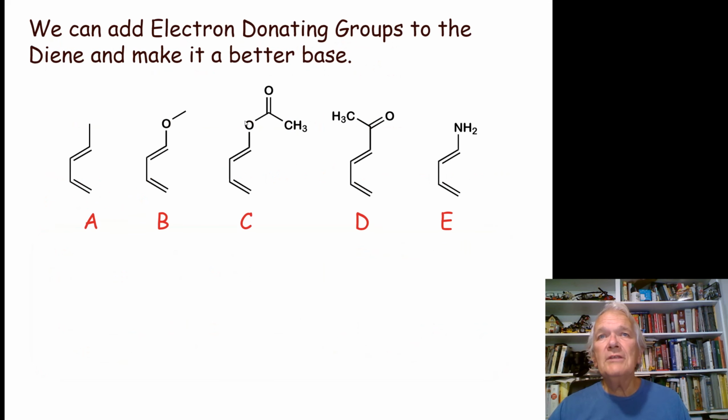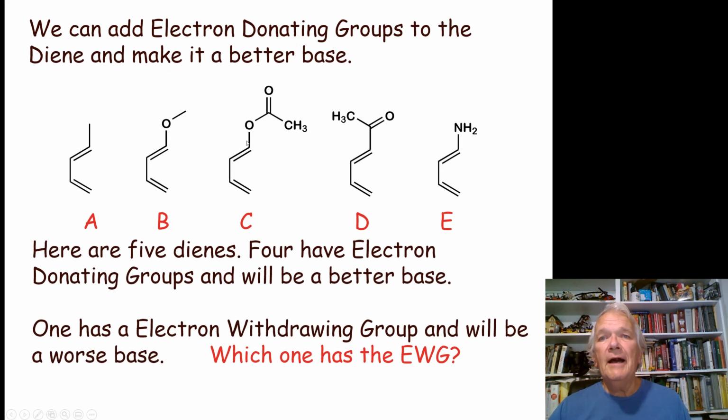So what's an electron donating group? Well, here I have 5 possible molecules. 4 of these are electron donating groups. I set this up as a quiz. It's down below. You maybe should do the quiz first before you hear me talk. So pause and answer the question. But let's go ahead and look at it.